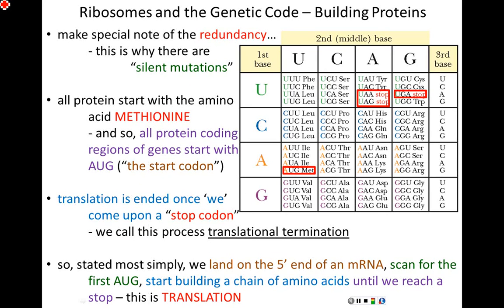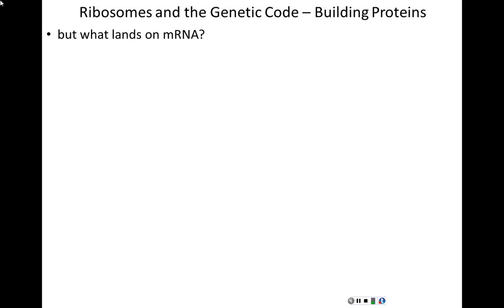And so, stated most simply, cellular machinery, the ribosome, in fact, we'll get to that on the next slide, lands at the very beginning or 5' end of a messenger RNA and just starts scanning, moving down that messenger RNA for the first AUG start codon. Right at that position, a methionine is placed on the beginning of the protein, and then we start adding amino acids by reading the codons three at a time, and we start building a chain of amino acids until we finally reach a stop codon. That is the process of translation.